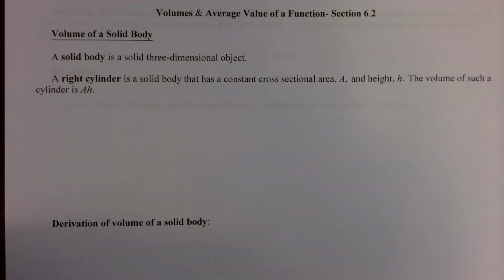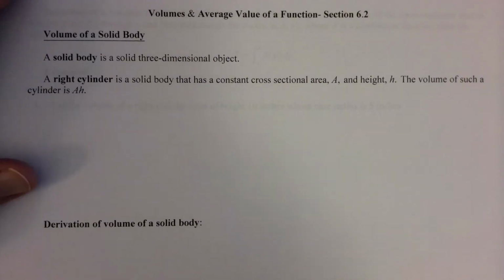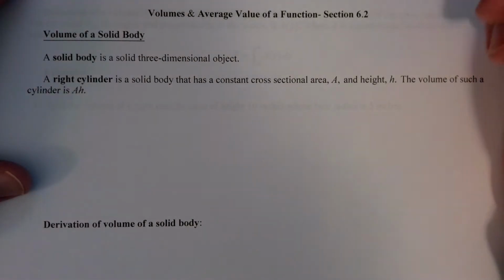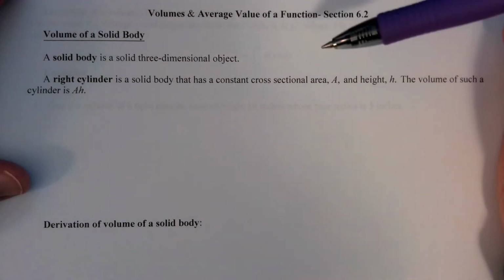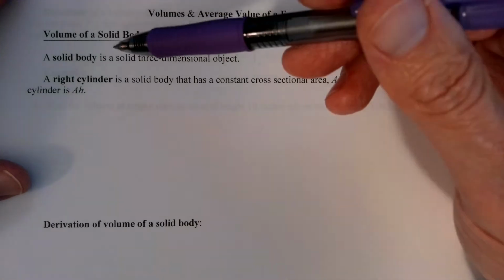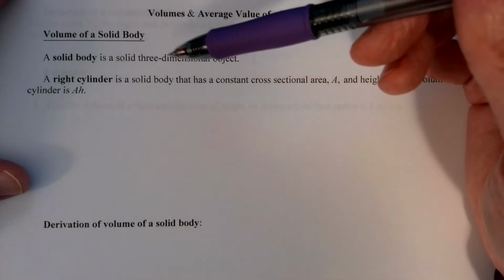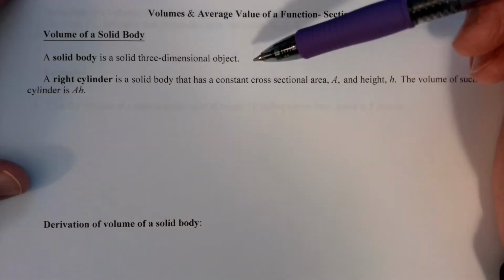All right, we're going to take a look at how we can use integration to find volumes. We looked at area, the area between two or more curves previously. Now we're going to move from two-dimensional objects to three-dimensional objects. So when we talk about volume, a solid body is just a solid three-dimensional object.